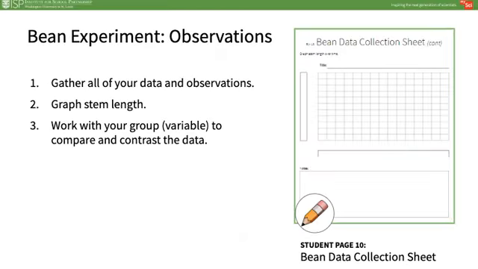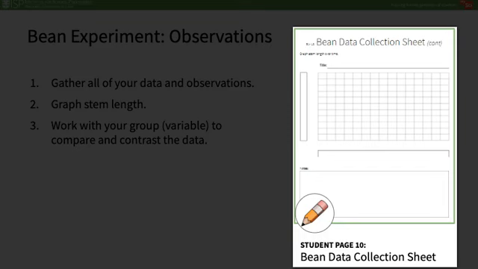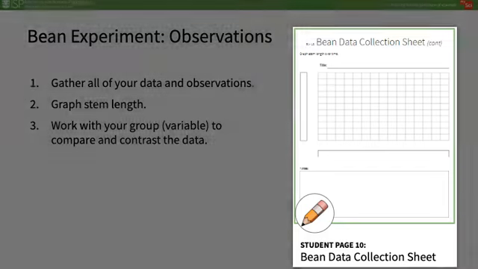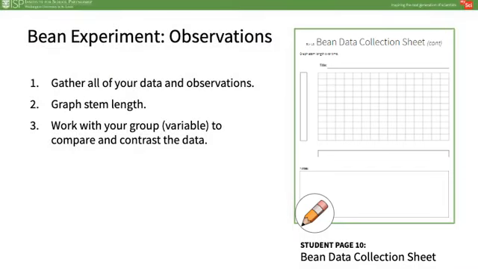After the end of the observation period, have each group gather all of their data and observations. Have students graph stem length on the bean data collection sheet. Put students into 3 groups, so each group should have each of the 3 variables represented.